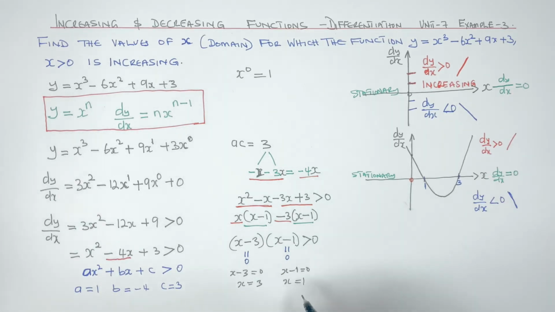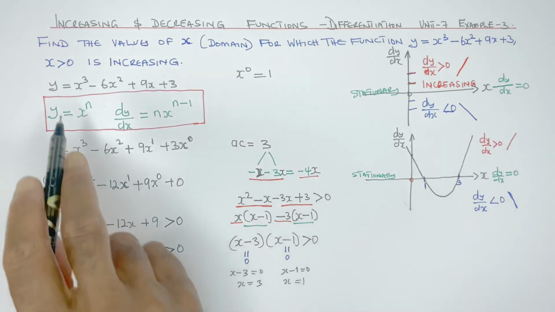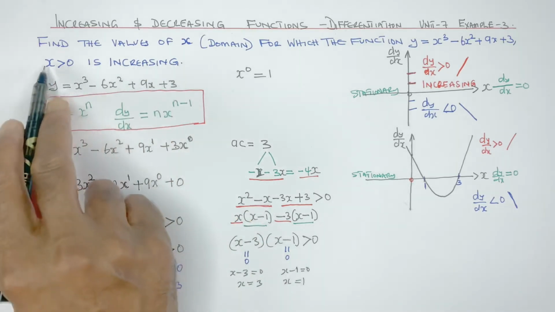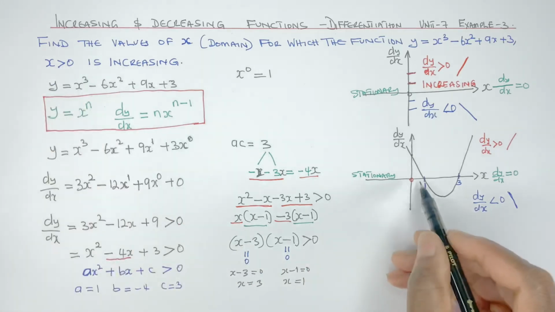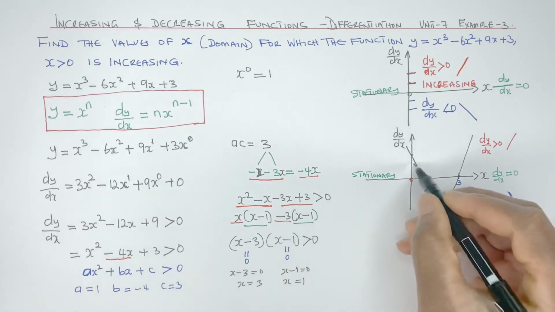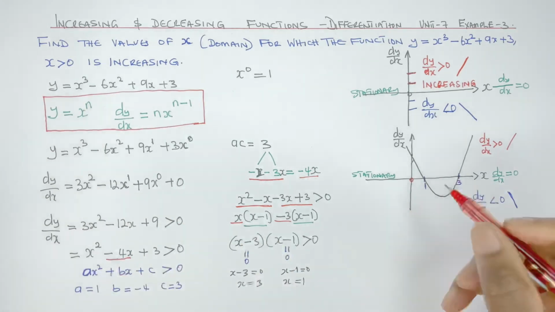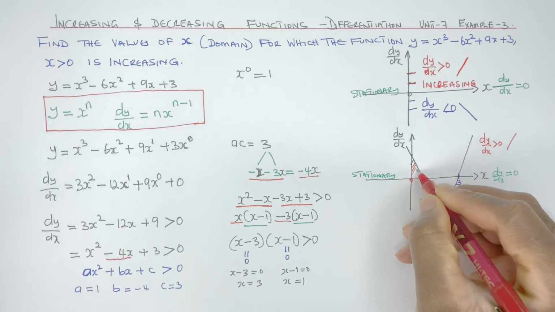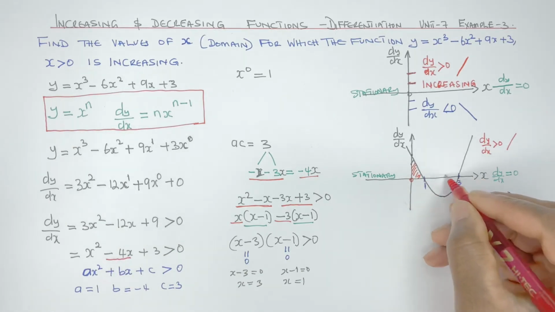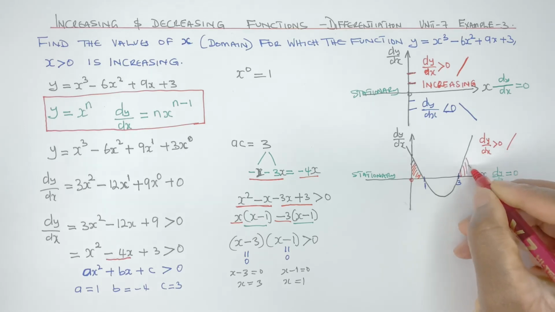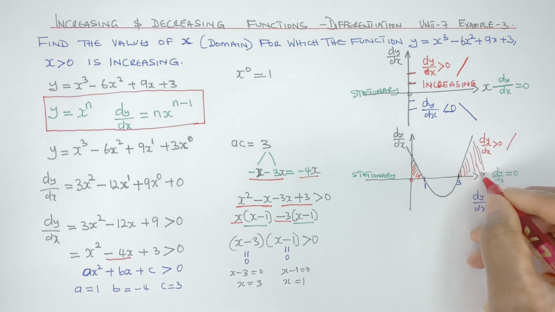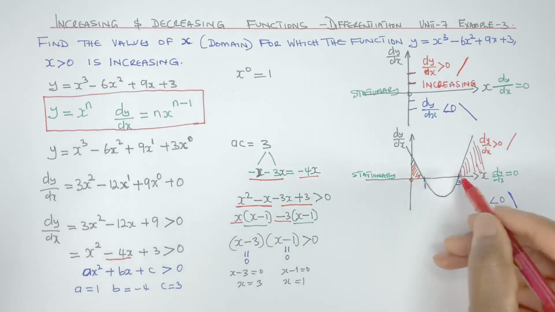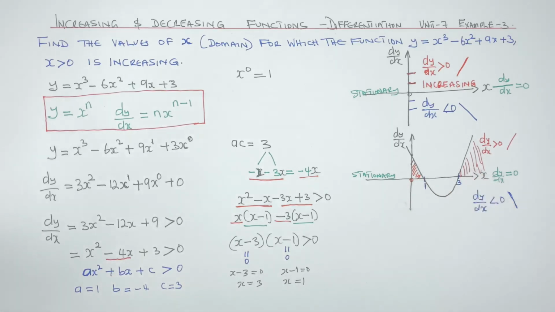So where is dy/dx positive, increasing, when x is greater than 0? See, x is greater than 0 here, so this is positive here. The positive side here is going to be these ones, and not there, but here. So those are the two sides that have got to be positive.